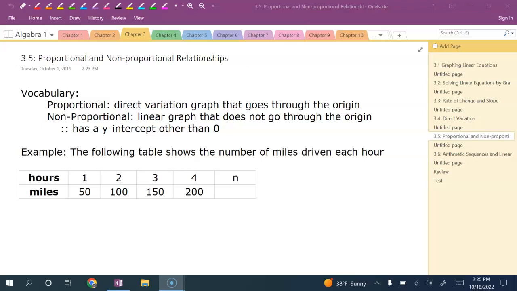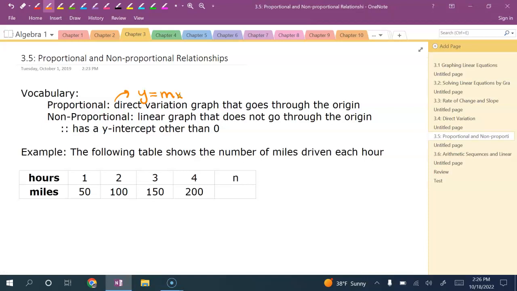A proportional relationship or a proportional function would be a direct variation graph, so that's what we were just talking about in section 4, and it goes through the origin. So all of those functions that we dealt with in section 4 that said y equals mx, those would all be considered proportional. So if they take this form, meaning that they go through the origin because that y-intercept is 0, that's going to make this a proportional graph.